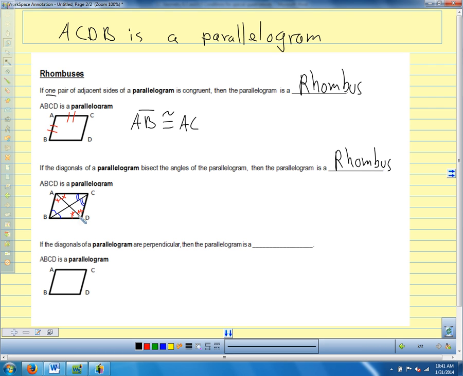So this angle, that angle, and that angle are all being cut in half by the diagonals. So instead of listing the angles that are congruent, I'm going to say angle A, angle B, angle C, angle D are bisected. Remember, bisect means we're cutting them in half. So if we know the angles of a parallelogram are bisected by the diagonals, then the parallelogram is a rhombus.